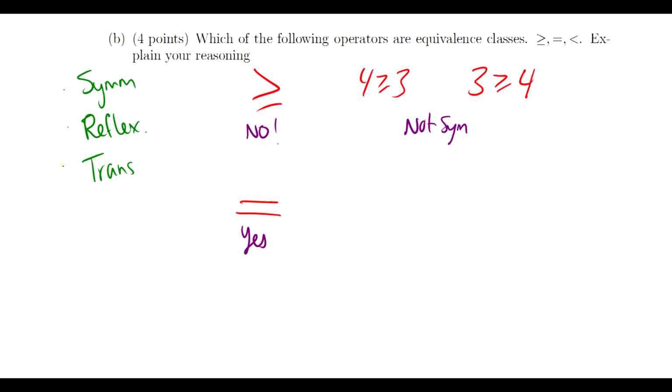So if you cannot find a counterexample for symmetry, reflexivity, or transitivity, it's likely going to be an equivalence relation.